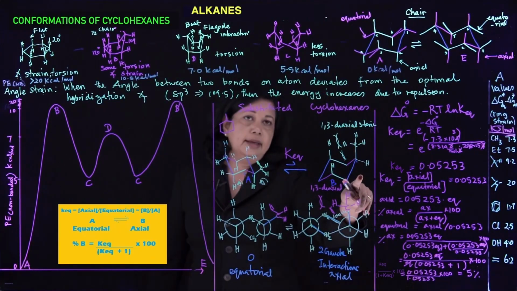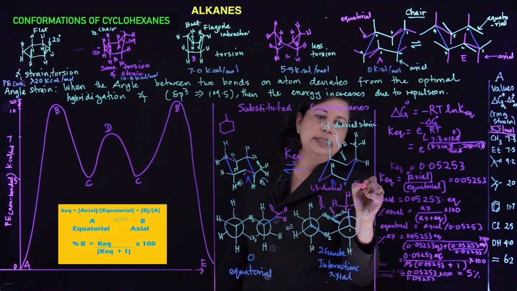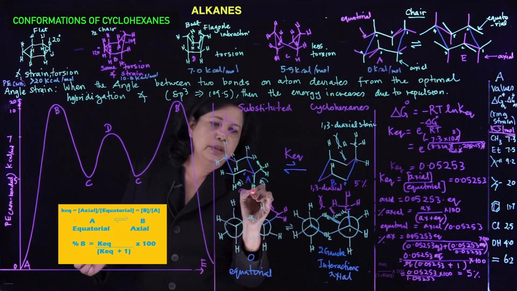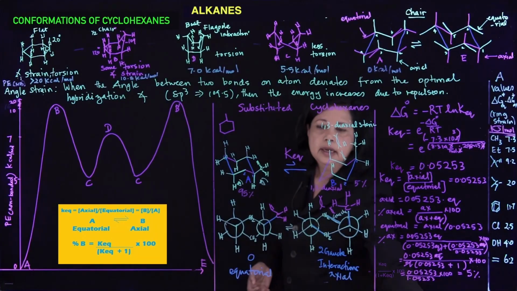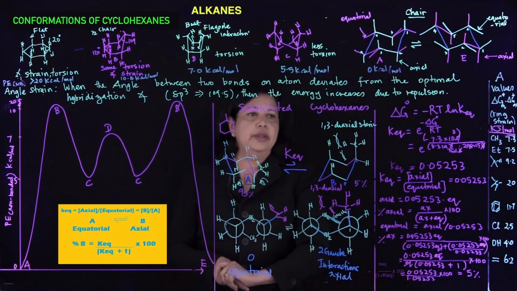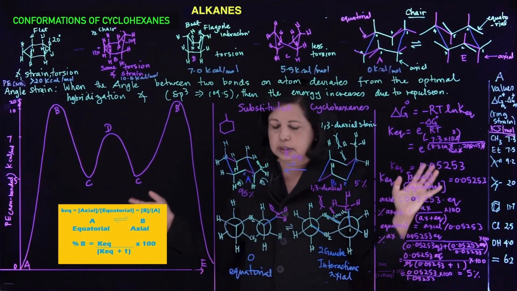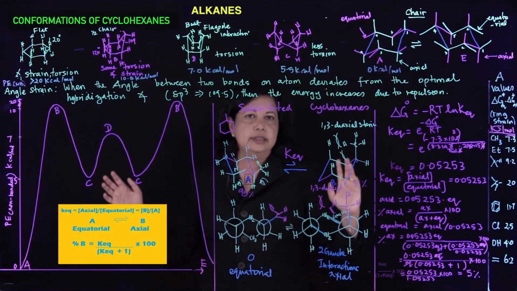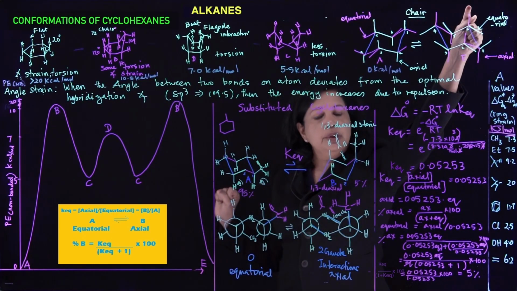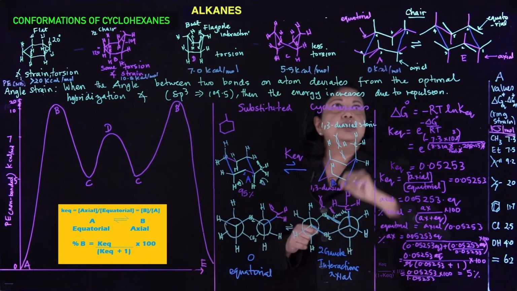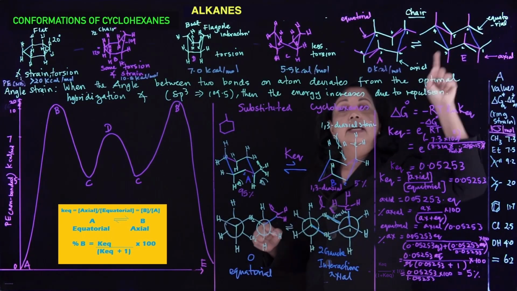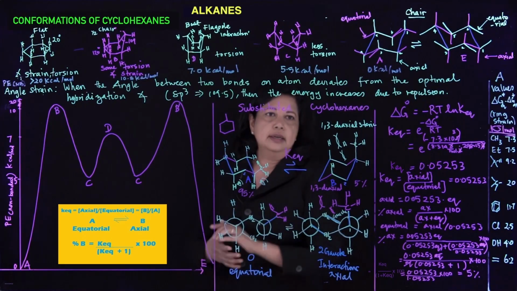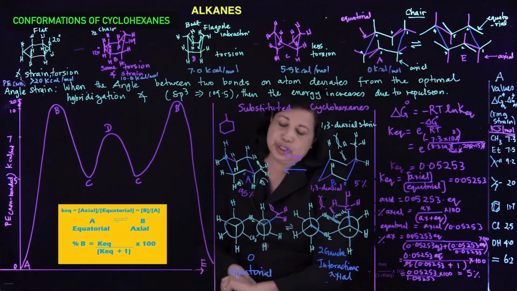So the percentage of axial is only 5%, right? And you know that means almost entirely everything is on the equatorial side, 95%. This is at room temperature. So therefore, whenever you have a possibility for a molecule in a cyclohexane conformation to have a substituent on the axial position versus a substituent on the equatorial position, it's always going to choose the equatorial position. Less steric and less gauche interaction, which is also steric.